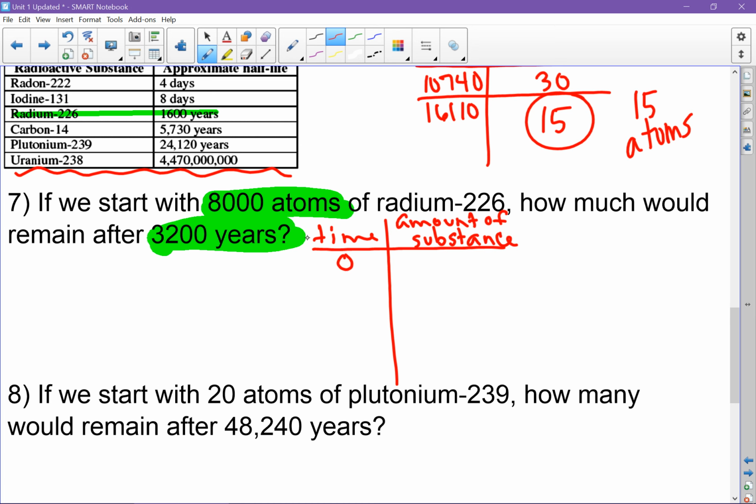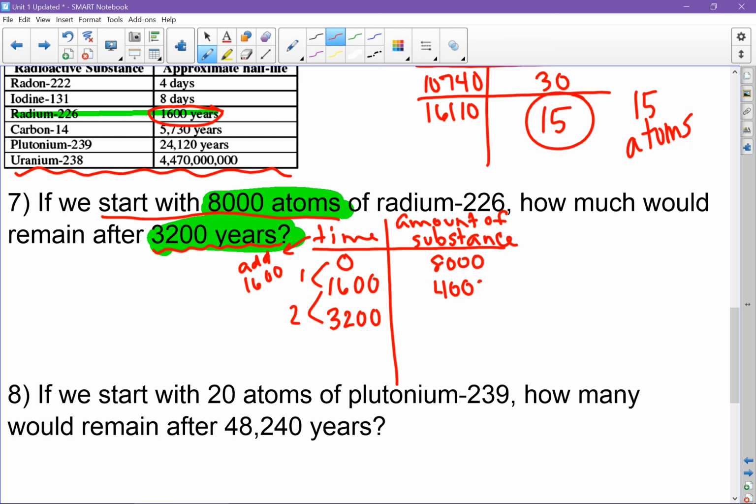Remember, time always starts at 0. We are going to add whatever the half-life is, and it tells us right here that our half-life is 1,600 years. Okay? So we're going to add until we get to this amount of time that they tell us. If I add it once, I get that. If I add it again, I get that. So that was 2 half-lives that have gone by. So we're going to take our original amount that we started with, 8,000, and divide it in half twice. If I divide it once, I get 4,000. If I divide it again, I get 2,000. So how much would remain is that final amount of substance, which is 2,000 atoms.